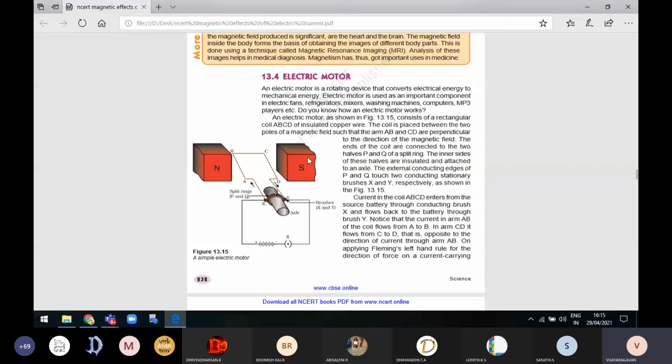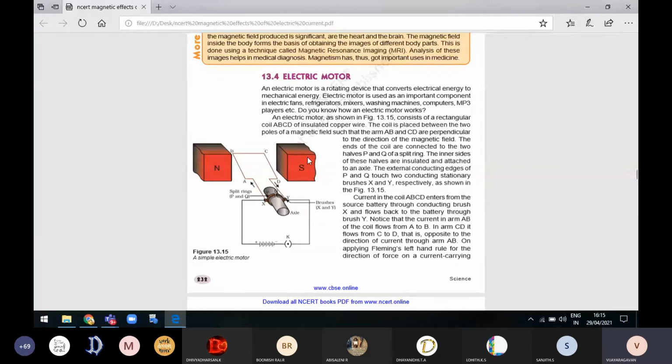First of all, current passes from X and enters the split ring P. Then after split ring P, it goes to the rectangular coil at A. From A it moves to B, B to C, and C to D, and again it comes to Q, Q to Y, and it comes out at Y. This is the situation here. But because of the rotation of the motor, there will be some difference now.